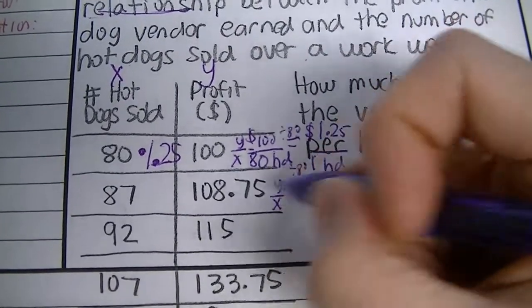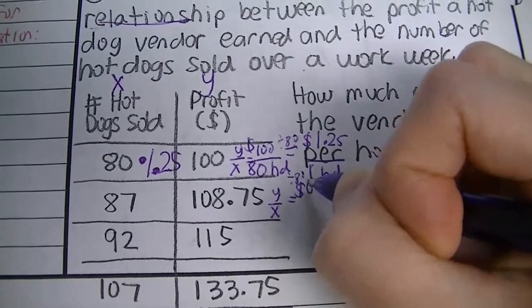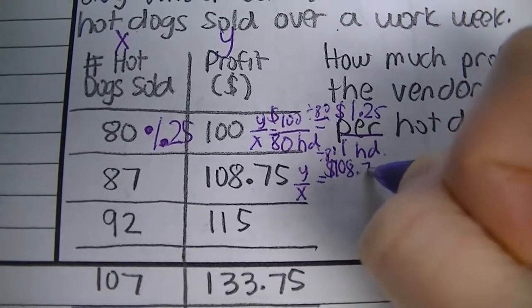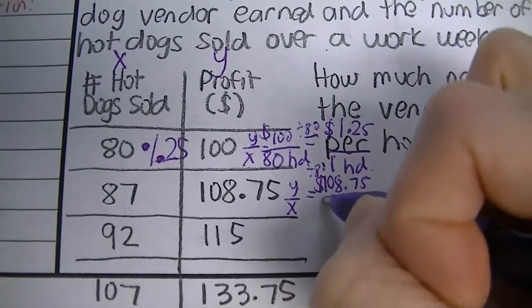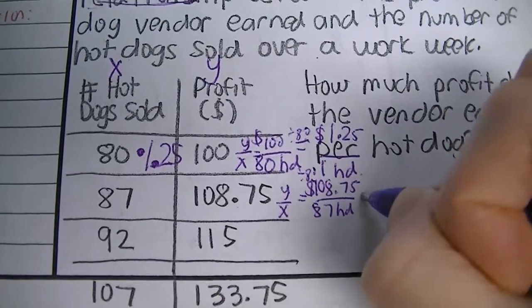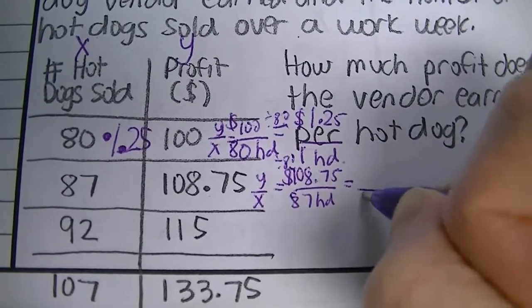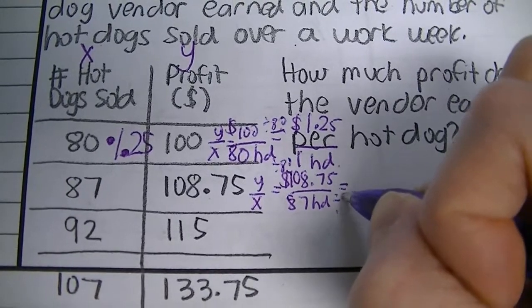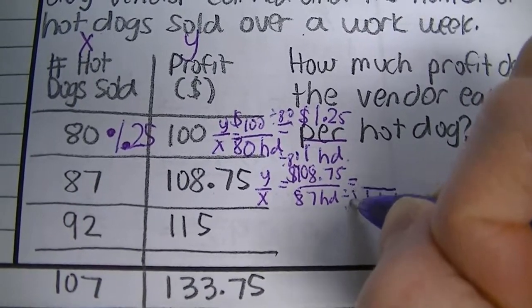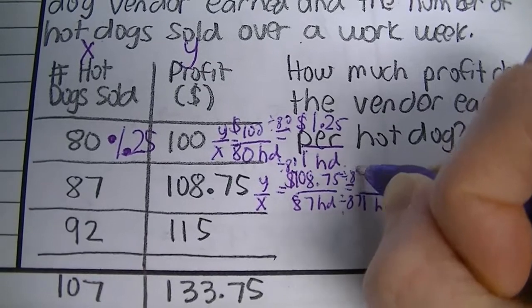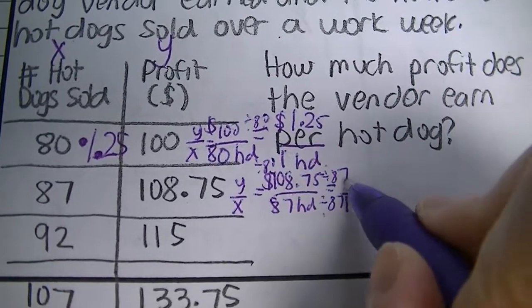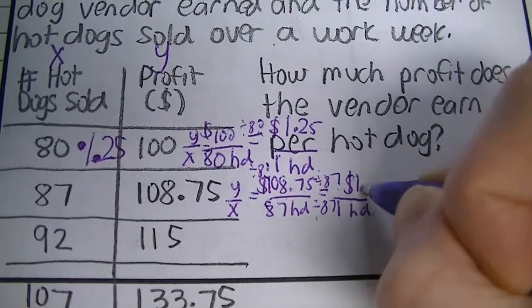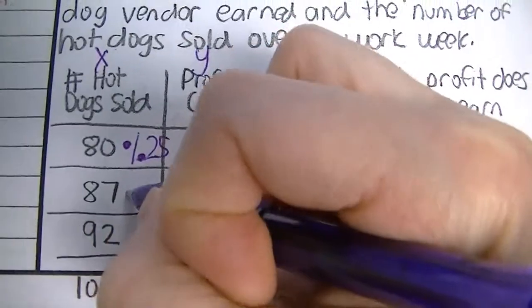So now for this next one, got to do y divided by x to find the unit rate. So $108.75 divided by 87 hot dogs, and that's how you find the unit rate. So we want 1 hot dog in the denominator, and so we're going to divide by 87, divide by 87. This value divided by 87 also gives you $1.25 per hot dog.